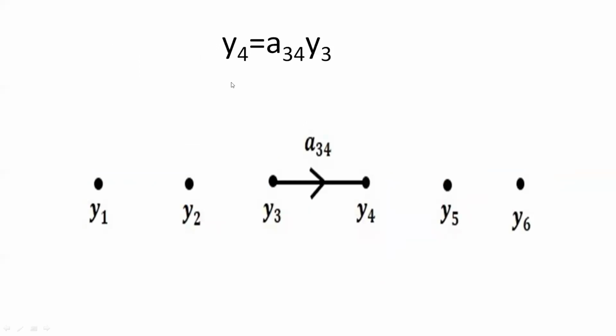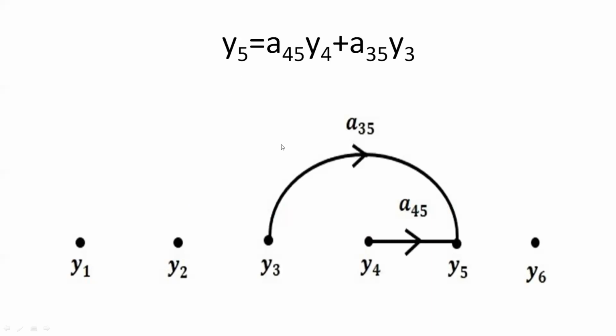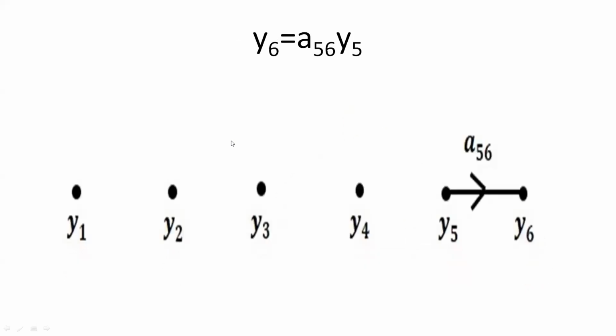In the third equation, we have Y4 equal to A34 times Y3. So Y4 is the output and A34 times Y3, and the direction is from 3 to 4. That's exactly what we see in this equation. Next equation, Y5 is equal to A45 times Y4, because the direction is from 4 to 5, plus A35 times Y3. The direction is from 3 to 5, Y3 to Y5. That's exactly how we understand it.